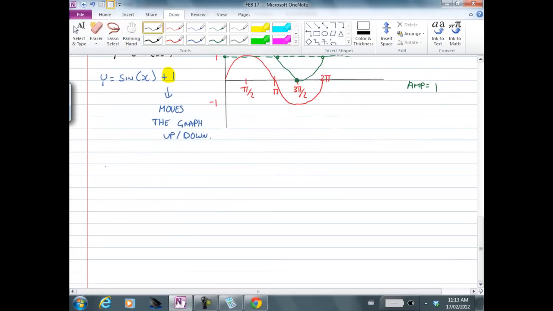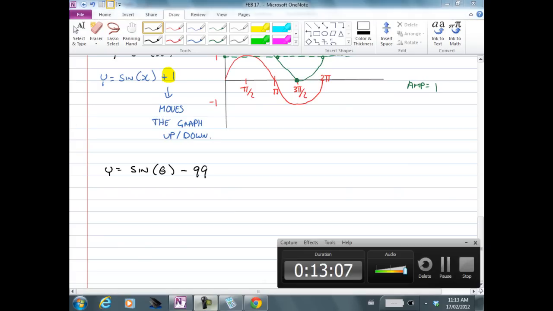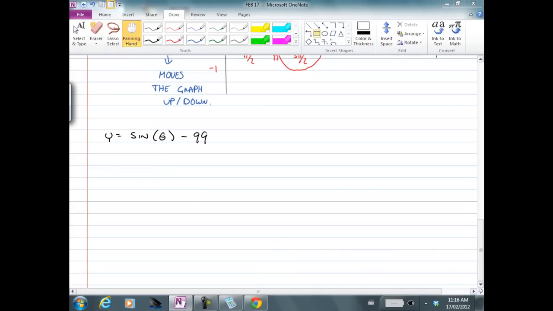Hotshots, I want you to try this: y equals sine theta minus 99. I have 99 problems. Get cracking.